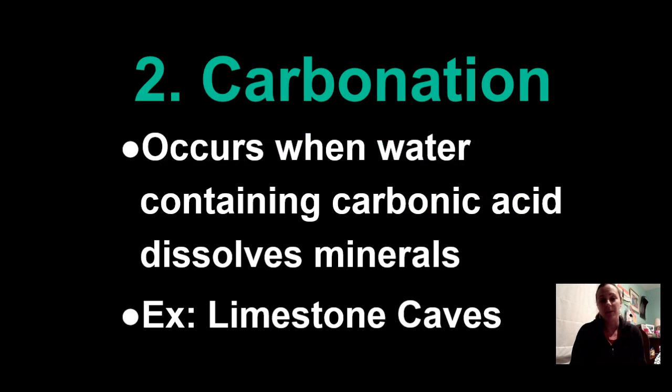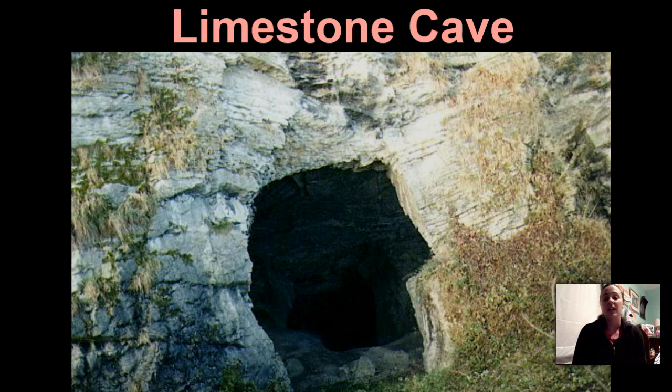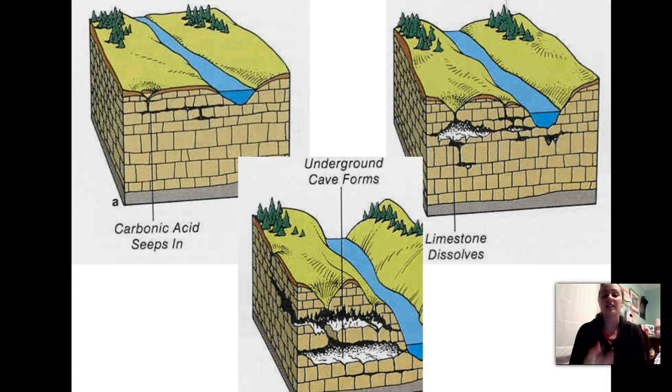The second type of chemical weathering is called carbonation. And this occurs when water containing carbonic acid dissolves minerals in the rock. And the example of this is limestone caves. Now, these caves are literally created by water seeping into those cracks in the rock, and it actually eats away at the limestone, and it changes and dissolves that. It actually changes the chemical composition within that rock, and it leaves behind these larger spaces, or like the broken down rock. So we have caves that are forming.